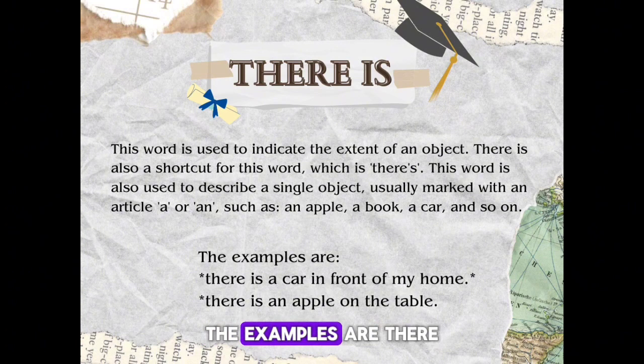The examples are: there is a car in front of my home, and there is an apple on the table. Okay, those were examples of the word there is, the usage of a singular object that uses the article a and an.